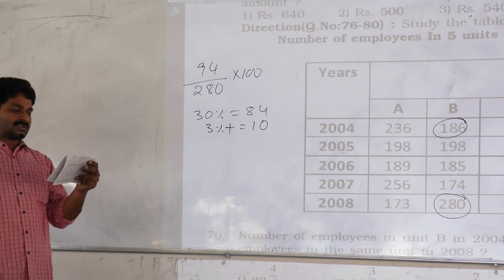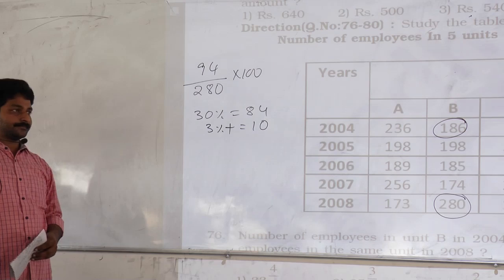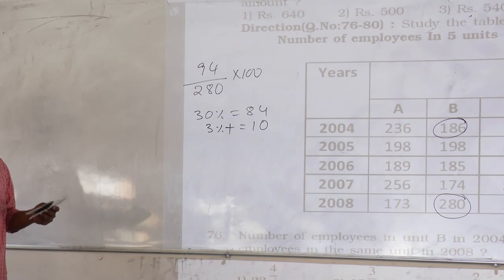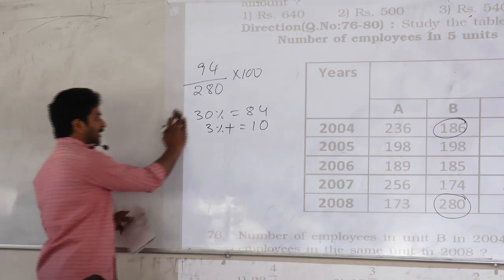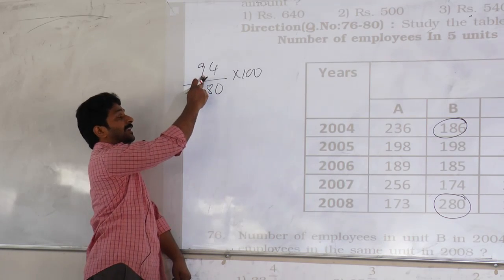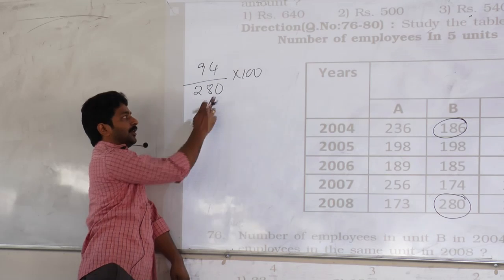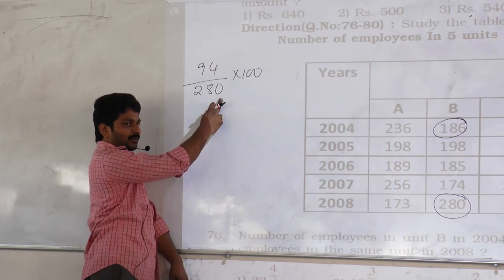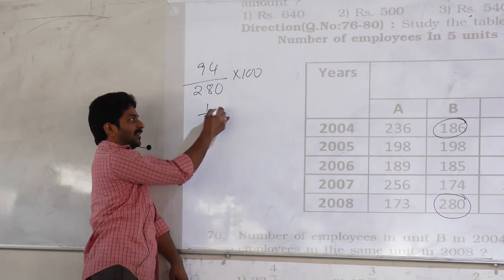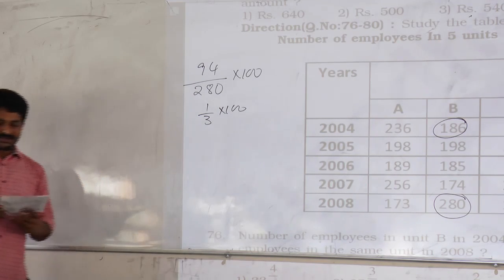Look at your options. 33 4/7. Otherwise, straightforward, you can take 94 3 times: 3 times 90 is 270, 3 times 4 is 12, total 282. If you can treat this number as 282, that would be 1/3 into 100, 1/3 in the sense 33 1/3%. Next.